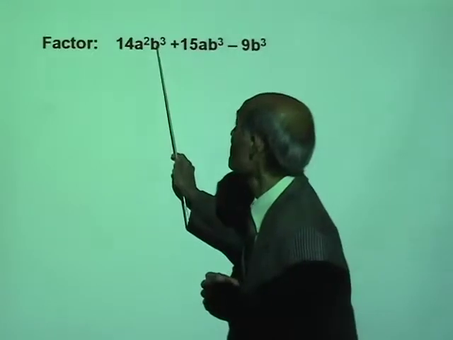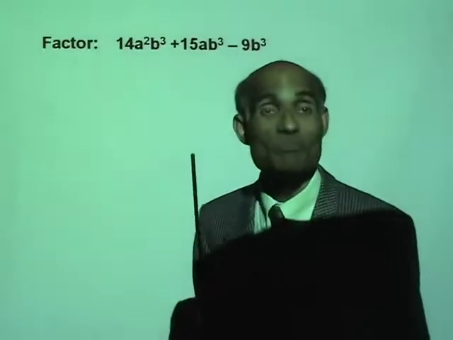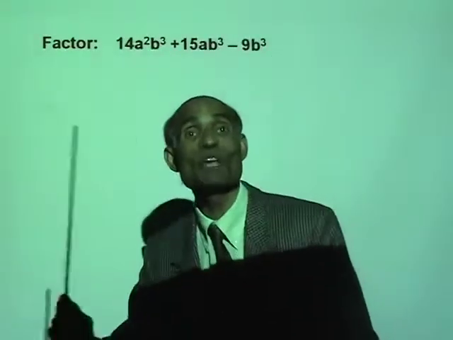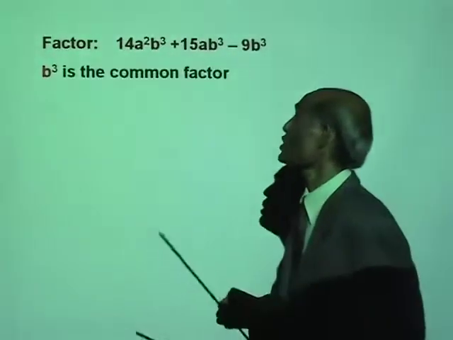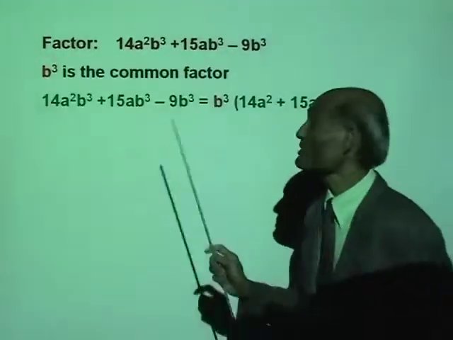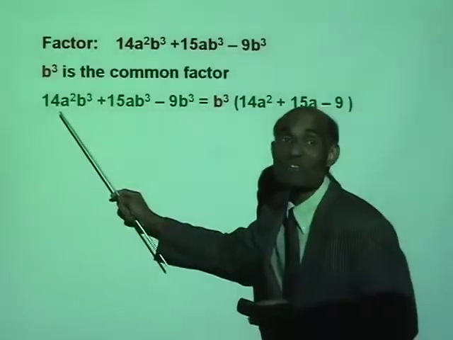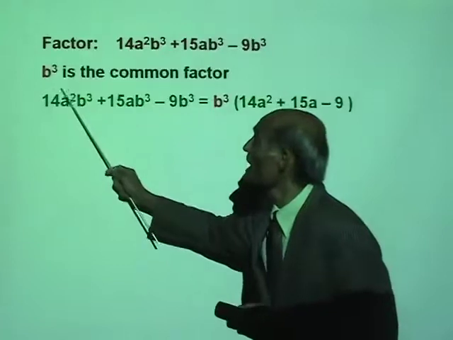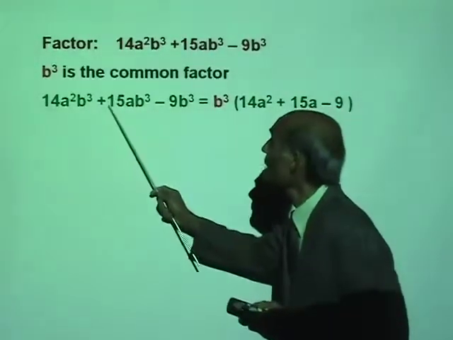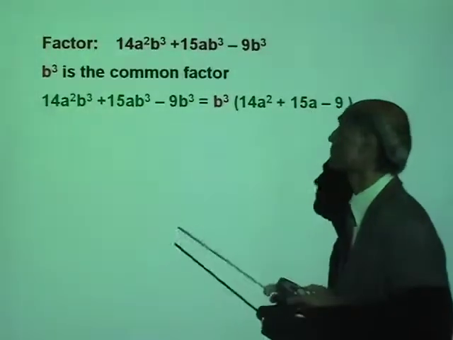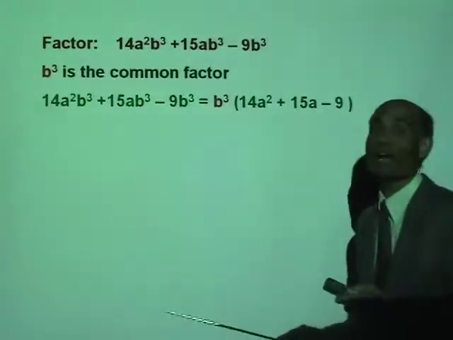Look at this. b cubed, b cubed, b cubed. Yes, b cubed is common in all the three, which we pull out. So b cubed is the common factor. Factoring that out, when b cubed is pulled out, what is left in the first term will be 14a squared. What is left in the second term will be plus 15a. And what is left in the last term will be minus 9. That's a very simple one.